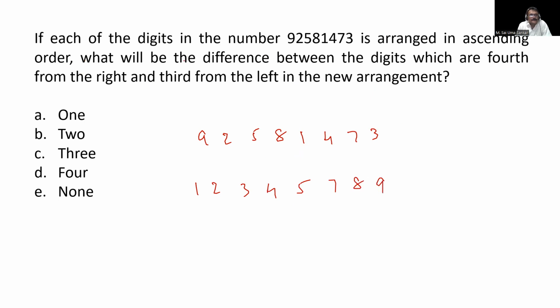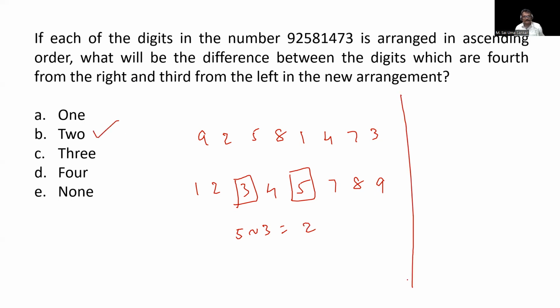What do we require? The difference between the digits which are fourth from the right, that is equal to 5, and third from the left, that is equal to 3. What we require is the difference between these two numbers. So 5 minus 3 is equal to 2. Option 2 is the correct answer.